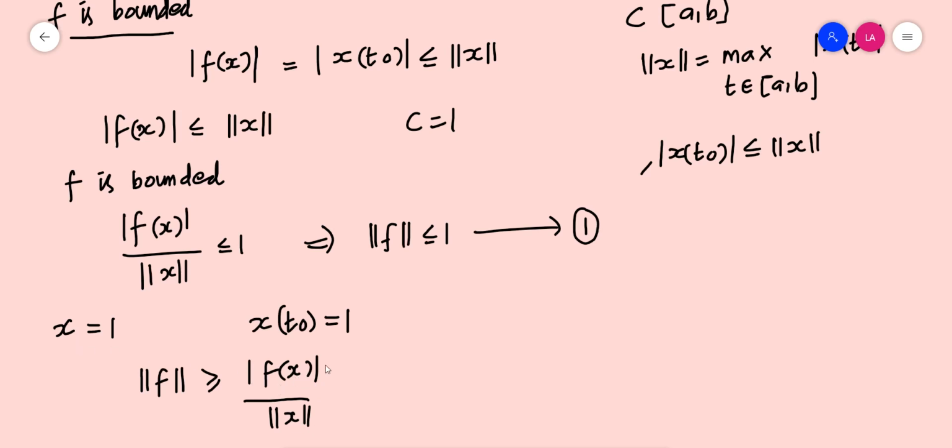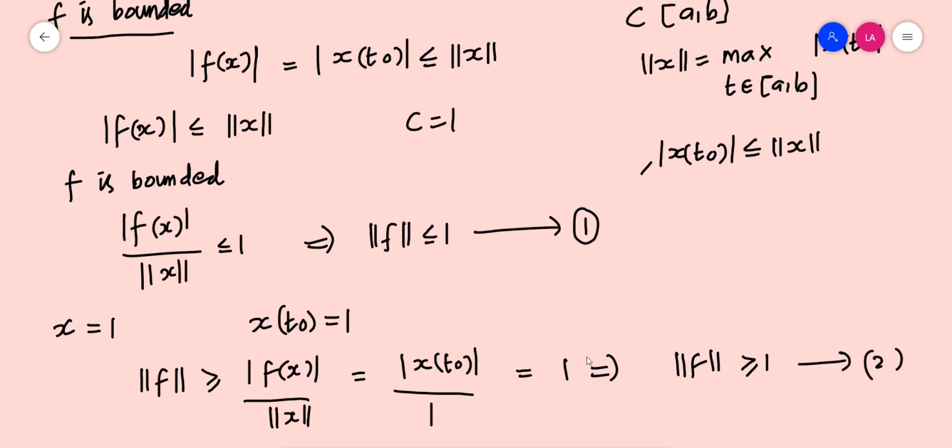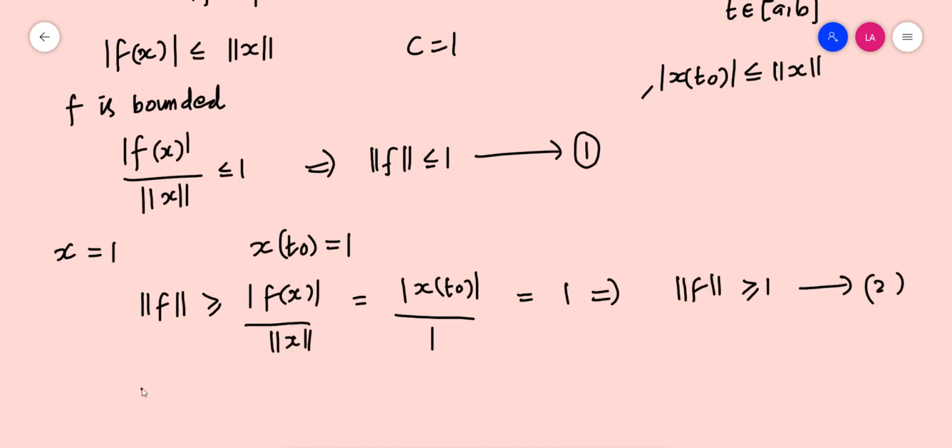Now substitute x is equal to 1 in modulus of f of x, which means modulus of x of t naught. Since x is equal to 1, norm x should be equal to 1. So x of t naught is 1. So from this, norm f is greater than or equal to 1. Equation number 2. From 1 and 2, we can clearly understand that norm f is equal to 1. So clearly our functional is a bounded linear operator.